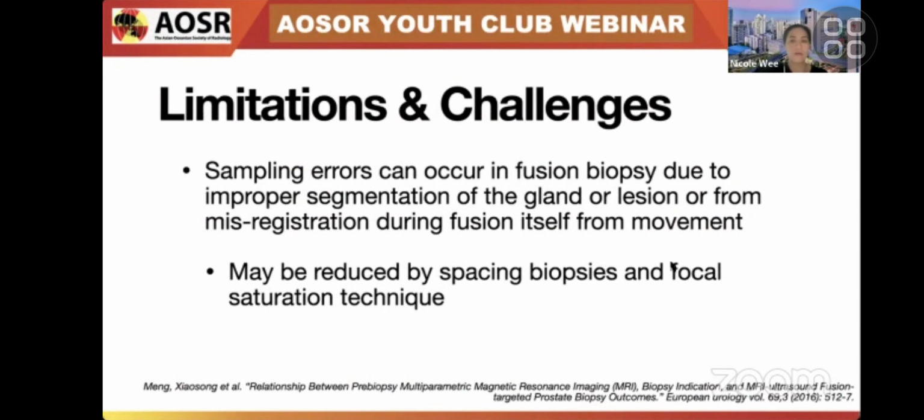Furthermore, because of possible prostate deformation and movement during the procedure itself, it may be difficult to confirm real-time accurate biopsy deployment within the target, and sampling errors may result. These sampling errors can actually be reduced by spacing out the biopsies and obtaining more targeted cores per lesion, also otherwise known as the focal lesion saturation technique.